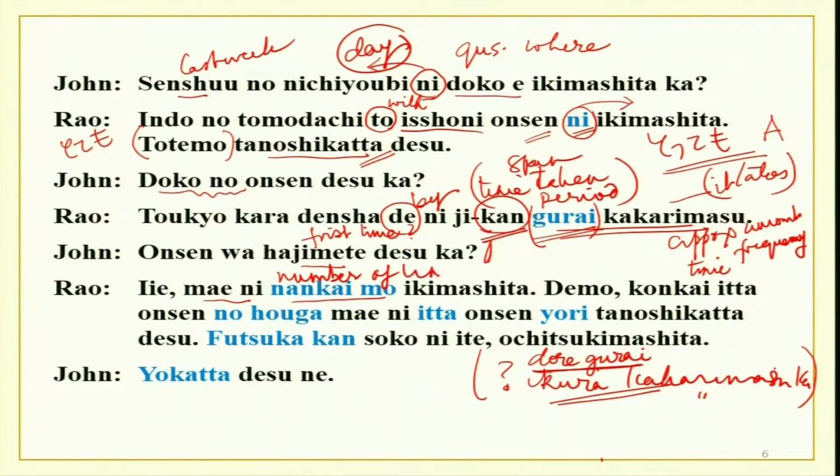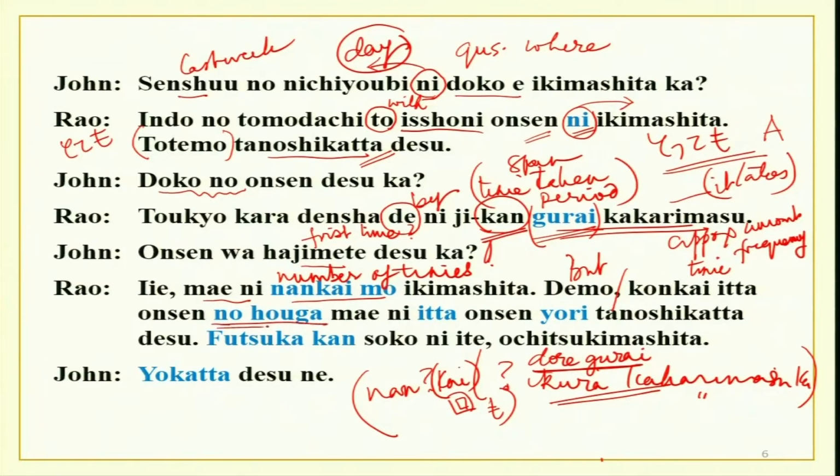Number of times. So, nankai, nan is a question word. Kai, when you add this counter for times, something is repeated. So, nankai mo. When this comes together, then it means number of times. I have been there earlier many times. Iki mashita. Demo, but, konkai itta onsen no hou ga.